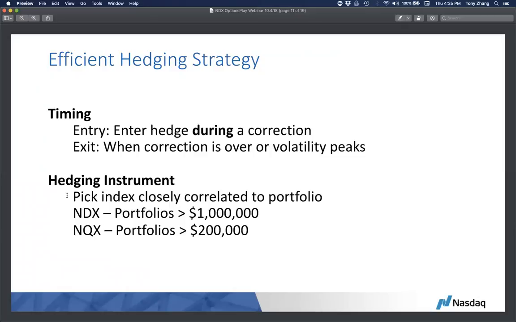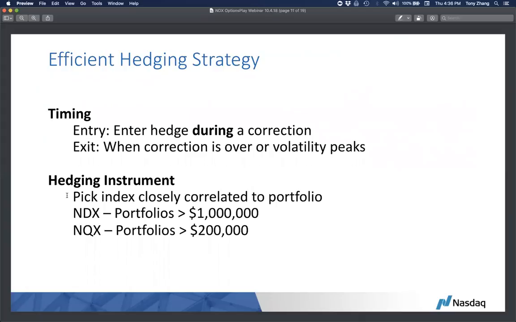However, if let's say you own a bunch of banks in your portfolio and that's the only stocks that you have, then it's important that you look for an index that's maybe a banking index or banking ETF. So making sure that you pick an instrument that's closely correlated to your portfolio is really important. Most of you will have broad-based portfolios. For those, the Nasdaq-100 index is a good starting point for hedging your portfolio.